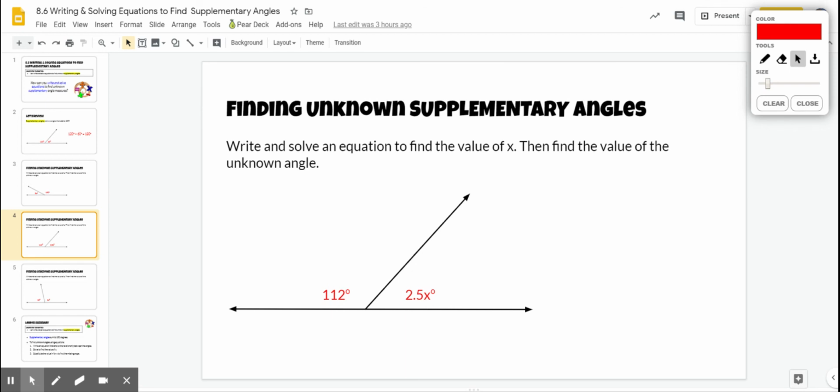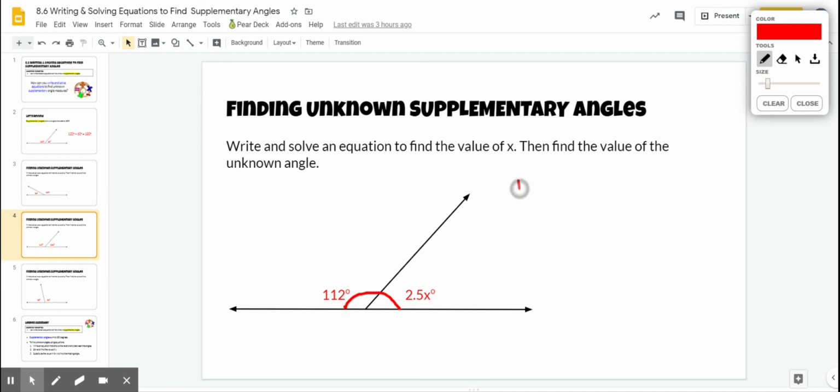Same directions: write and solve an equation to find the value of x, then find the value of the unknown angle. Okay, so here we have a decimal, but the process is going to be exactly the same. So what I want you to do right now is decide what would be the equation that we would write here to show the relationship between these two angles.